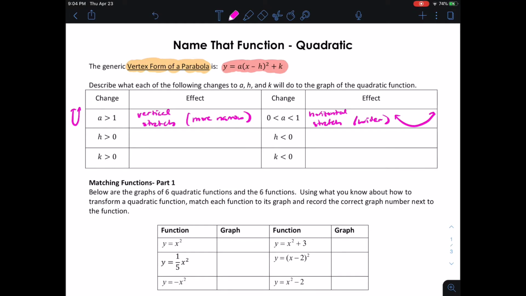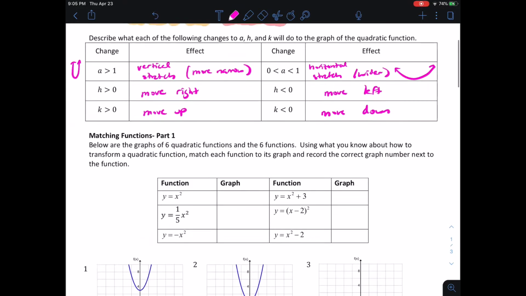Now the h value, keep in mind, is the horizontal shift, right? So when h is positive, you're going to move to the right. And when h is negative, you move to the left. The k value is your vertical shift. When k is positive, you're going to move up. And when k is negative, you're going to move down. Okay?